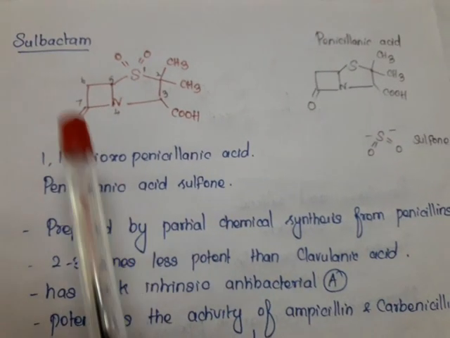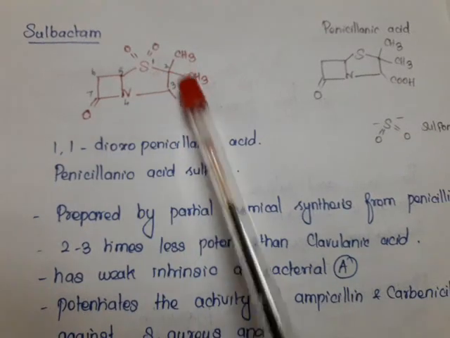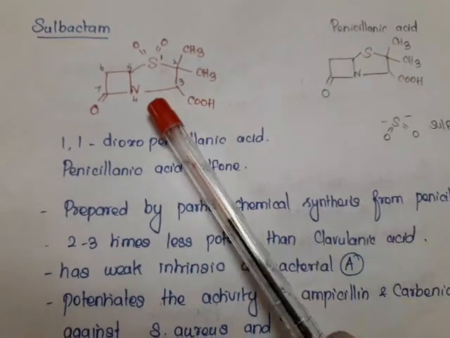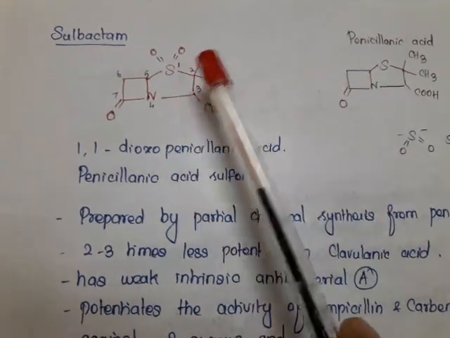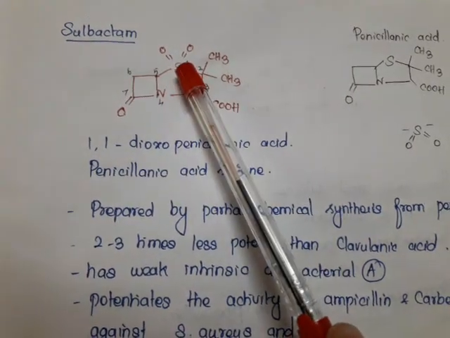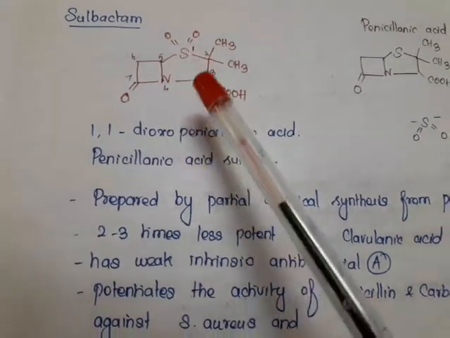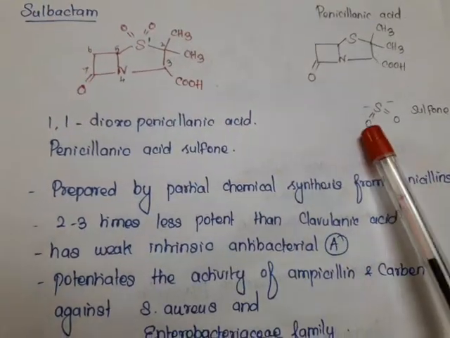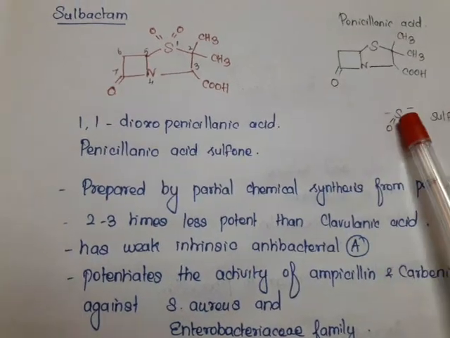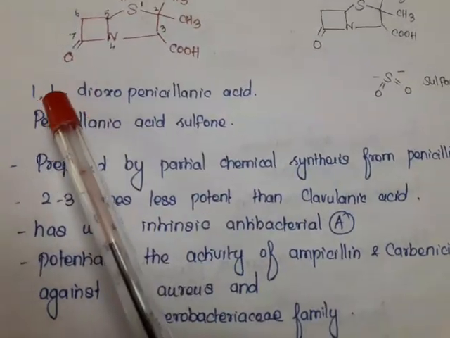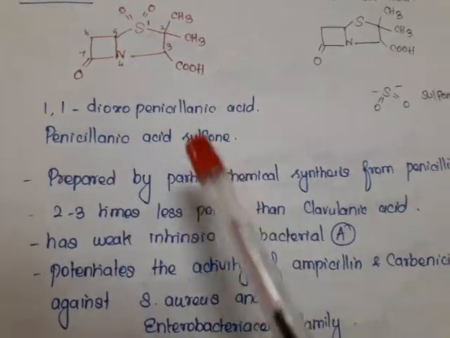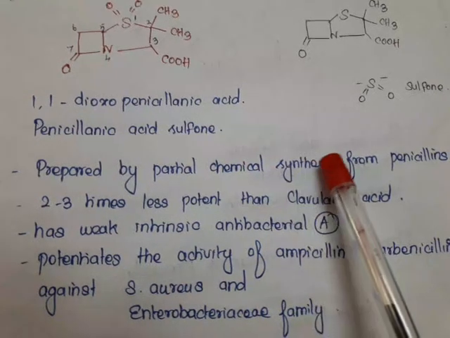We'll see the next one, that is called Sulbactam. So look at the structure. We have already known the structure of penicillanic acid. Compare this one with this one. By comparing that, Sulbactam has 2 oxygens in the first position, that's why it is called 1,1-dioxo. The first position has 2 oxygens, that's why 1,1-dioxopenicillanic acid. We already know SO2 is called sulfone, that's why it is called penicillanic acid sulfone. So it has two names, 1,1-dioxopenicillanic acid or penicillanic acid sulfone, and it is prepared by partial chemical synthesis from penicillins.